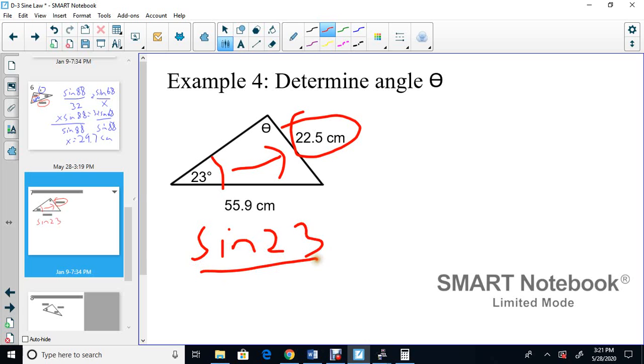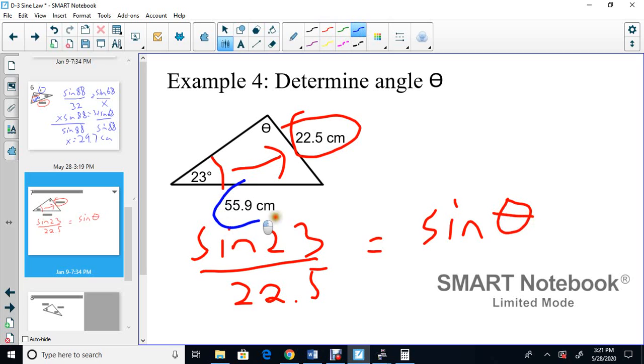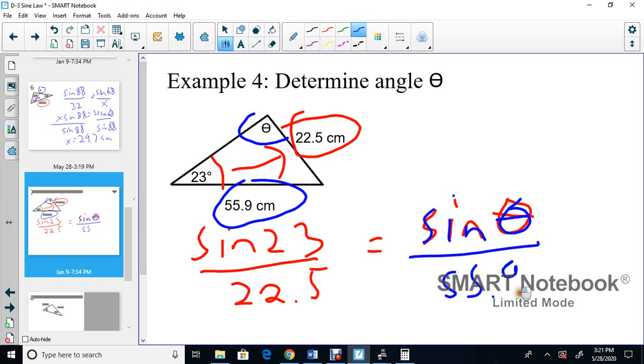And what's across from it? 22.5. Equals, here we have a sine of the angle. We don't know what it is. So sine of theta, what's across from it? I could have used blue here. Okay, that angle, I could have done this in blue. Sine of theta, and across from it is 55.9.